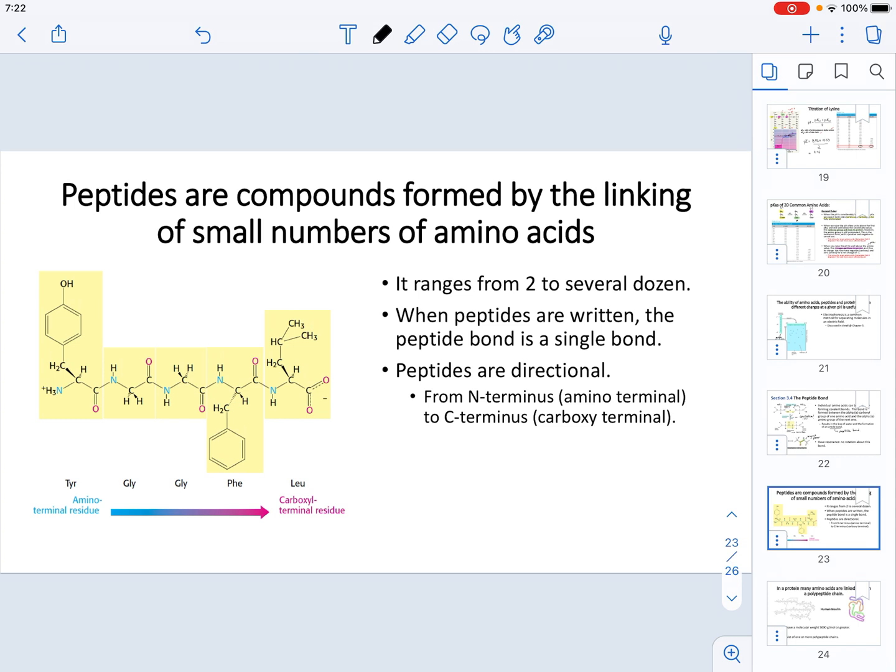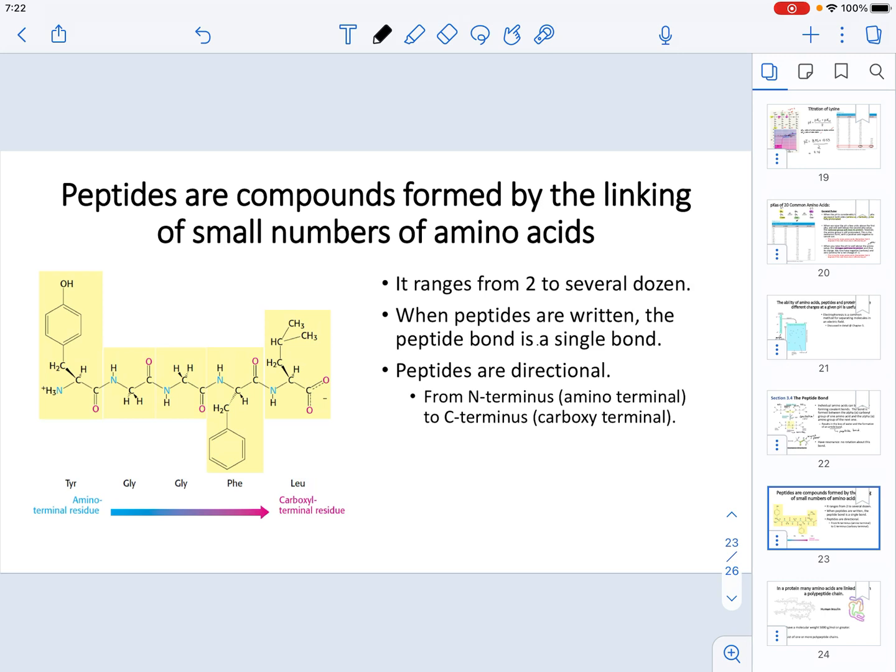Understand that when a peptide is written, the peptide bond is a single bond. So the resonance structure illustrated in the previous slide, pretty much it is just illustrating how dynamic that amide bond is in the context of a peptide. Now, these peptides are directional. What does this mean? That the peptides are going to be specifically written from the N terminus, which is the amino terminal, to the C terminus, which is going to be the carboxy terminal.